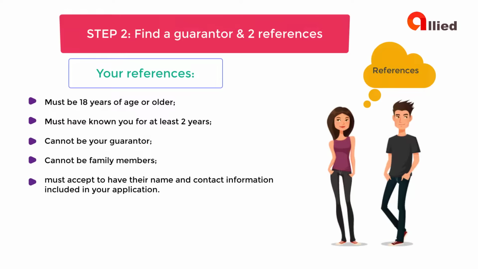Who can be a reference? In addition to a guarantor, you must provide 2 references for your passport application. Your references must be 18 years of age or older. Must have known you for at least 2 years. Cannot be your guarantor. Cannot be family members. Must accept to have their name and contact information included in your application. References are not required to reside in Canada, nor are they required to be Canadian citizens.